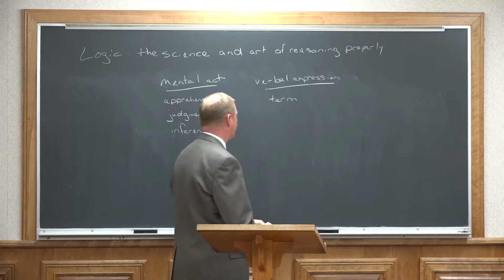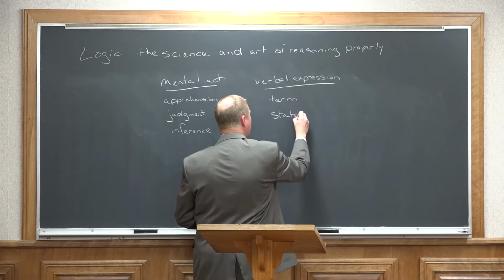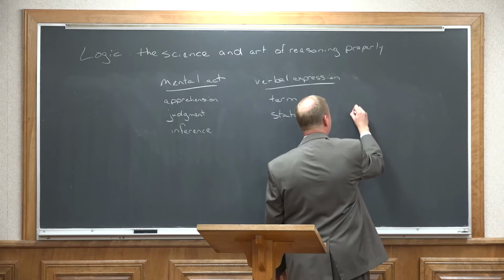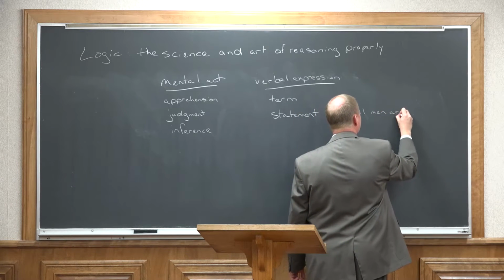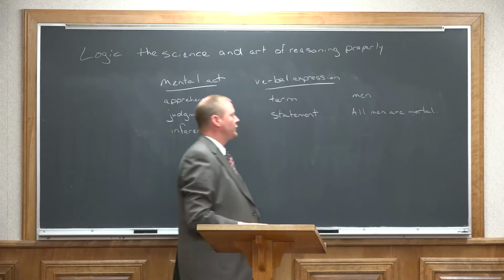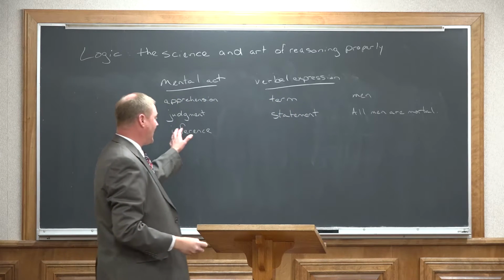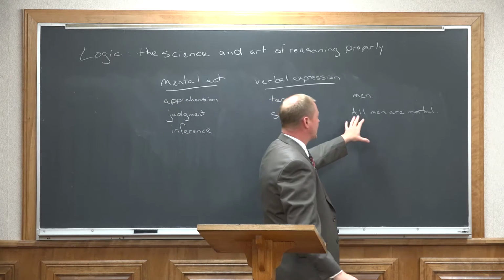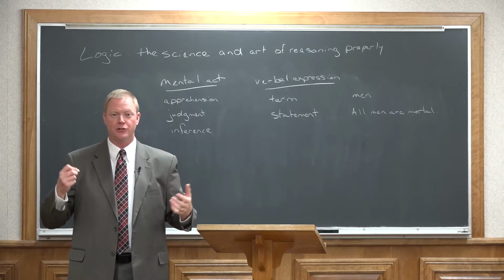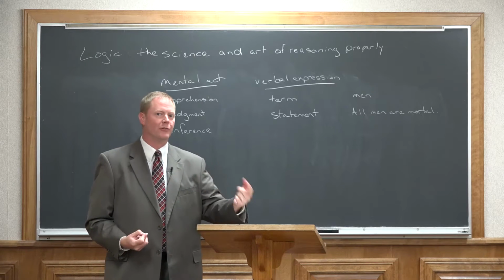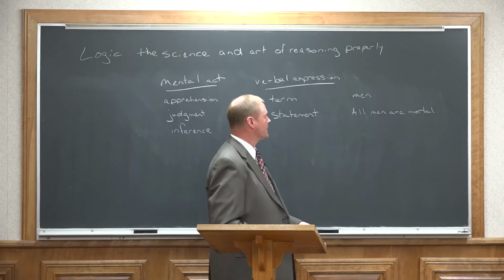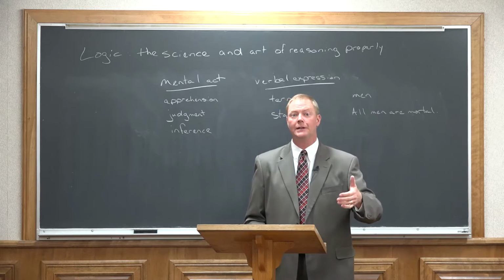Then judgment is expressed in the statement. The statement relates one term to another. All men are mortals. Okay, the term is men. Then the statement allows us to make a judgment. With the term men, we can't really judge it. We can simply picture it, imagine it. I say men, you might think of the male species, you might think of mankind. Either way, the term encompasses both. But you can't really make a judgment about it. You can only apprehend it, picture it.